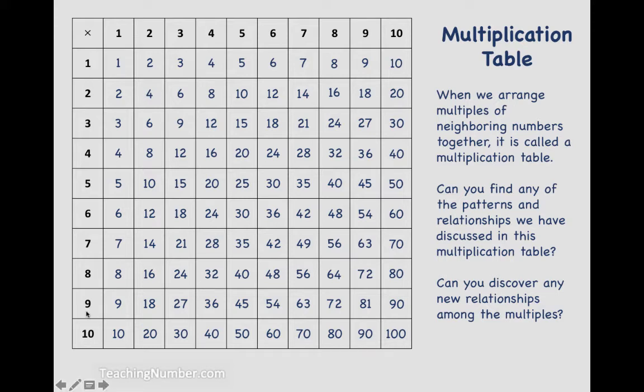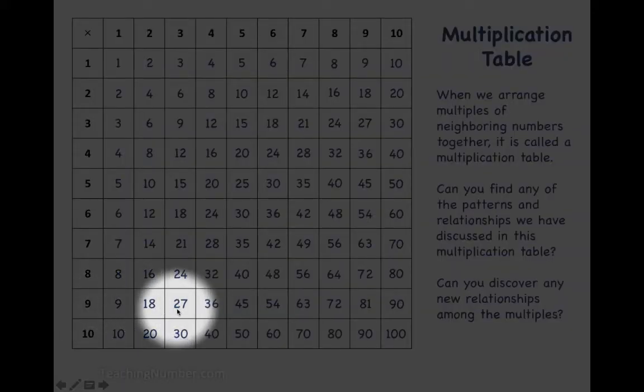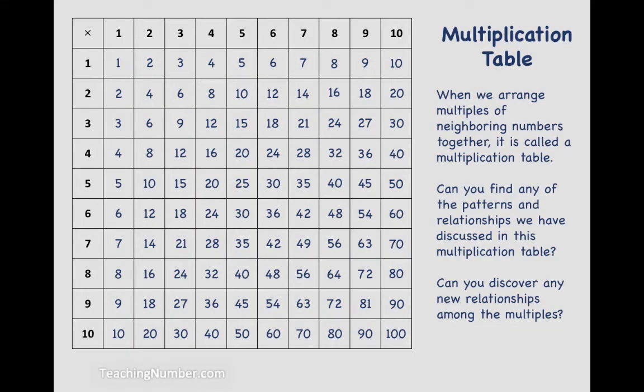If I want to find the ninth multiple of 3, I look in the ninth row of the multiplication table and the third column. This cell gives me the ninth multiple of 3, which is 9 times 3, and 9 threes make 27. Where would I find the seventh multiple of 8?